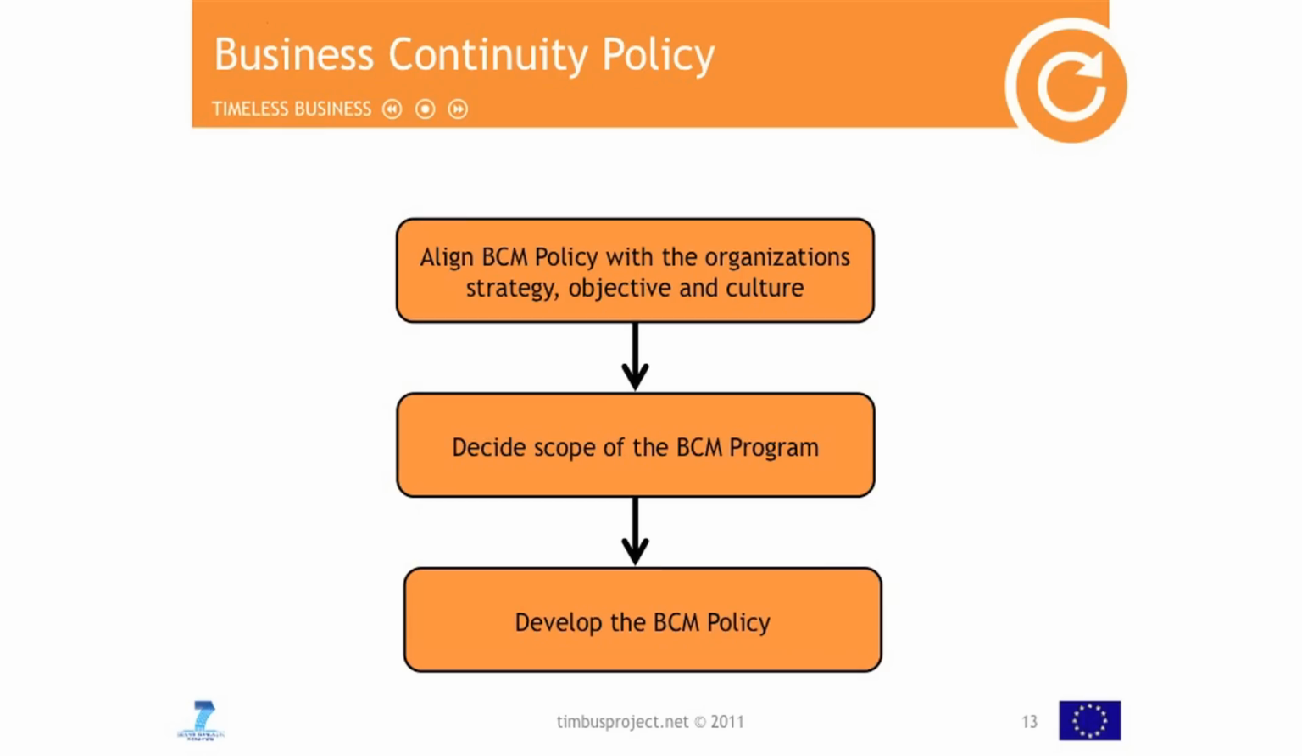So this shows how we drive business continuity management within our organization. First we have a business continuity management policy, then we align with the organization's strategy, objectives, and culture. Then we decide the scope of the program, which I will tell you in the next slide how we do. And then in the end, we have the business continuity management policy in place.